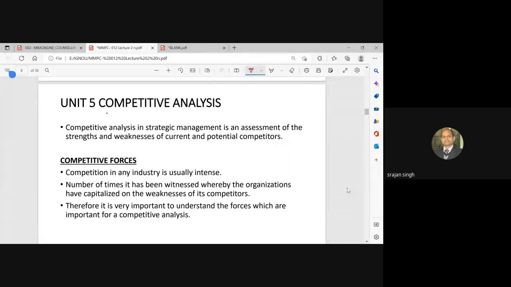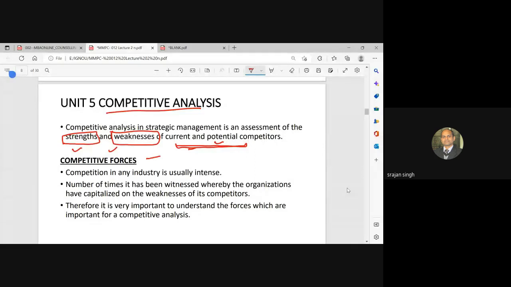So, competitive analysis in strategic management is an assessment of the strengths and weaknesses of current and potential competitors. The business needs to analyze the strengths and weaknesses not of ourselves but of current and potential competitors. So if we assess the strengths and weaknesses of our current and potential competitors, it means we are analyzing competition. Now the next subtopic is competitive forces.